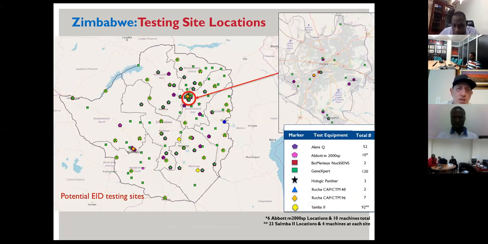But what you can see is that there are dense populations, or density, in some of the instrument coverages, and this was particularly interesting for the TB colleagues. But you can also see that there are some sites that are co-located, so we can see GeneXperts with Alinity Qs. But what you can clearly see is, if we compare this to this, there's a real opportunity to expand EID coverage by tapping into some of these many machines that are spread pretty well across the country of Zimbabwe to improve EID coverage overall.